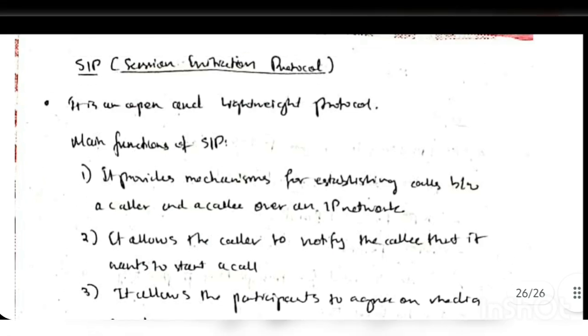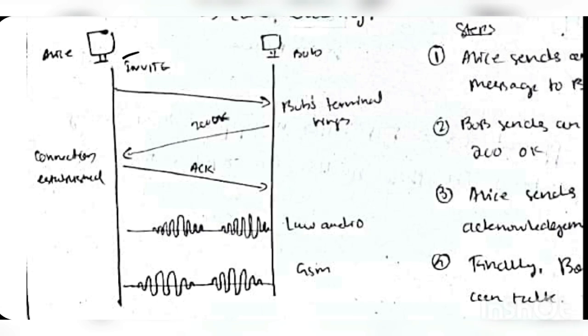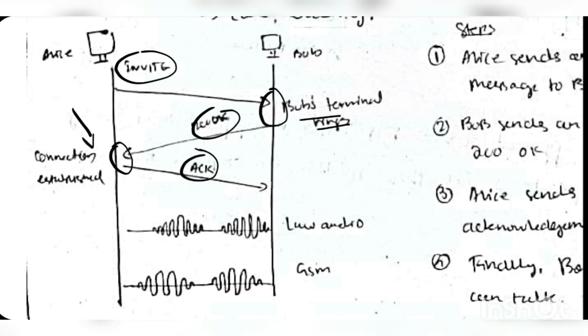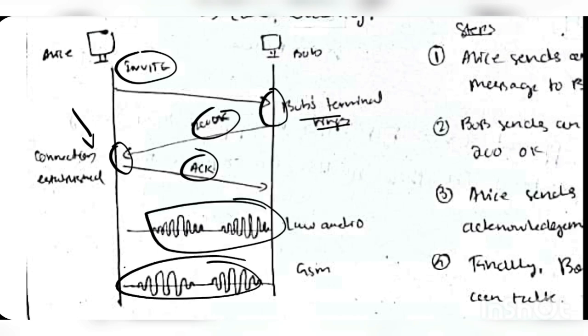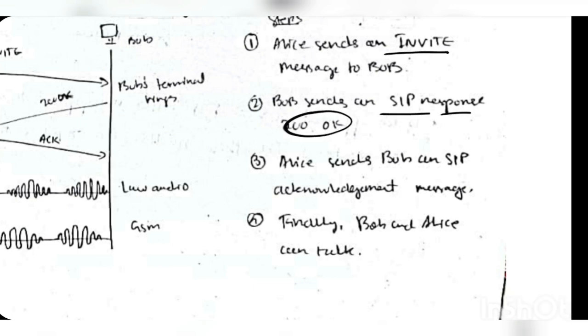Okay, the next one is SIP. SIP is session initiation protocol. Consider an example between Alice and Bob. Alice will send an invite to Bob, and Bob's phone will ring, and Bob will accept it. So 200 OK will be sent as the code when it's accepted, and that code will be received by Alice. Then the connection will be established. Alice will send an acknowledgement. Here the low audio will be used, and from the GSM it will be like this. Basically there are 4 steps. Alice sends an invite message to Bob. Bob sends an SIP response 200 OK. Then Alice sends an acknowledgement message, and finally Bob and Alice can talk.